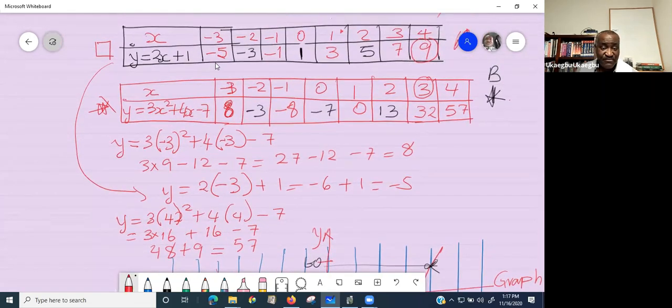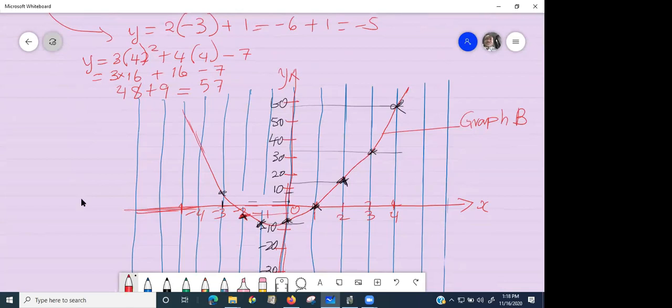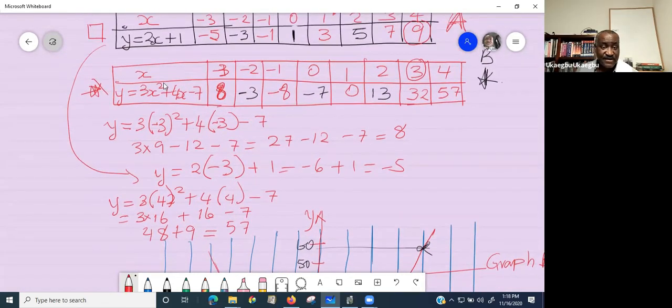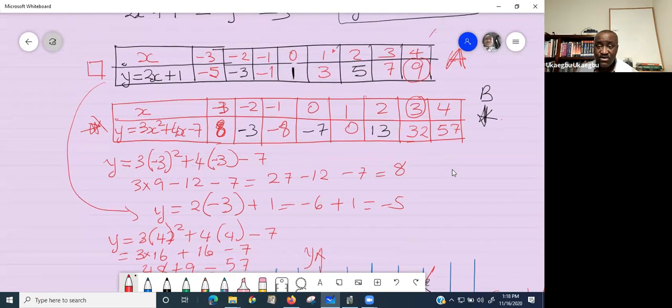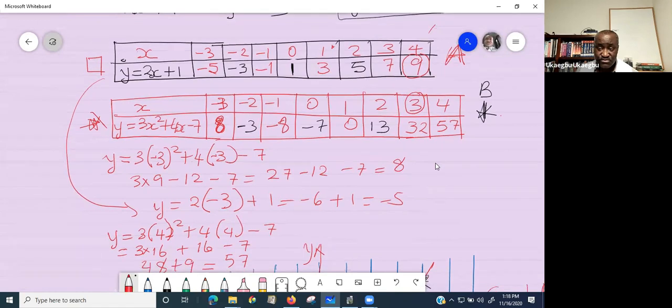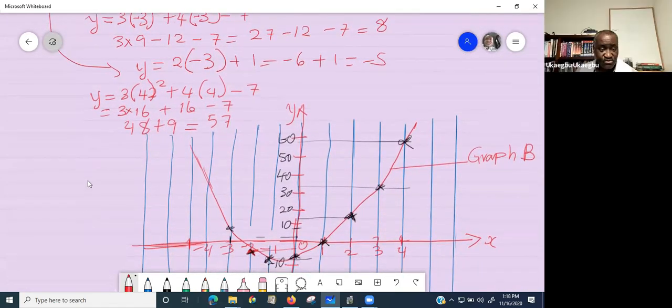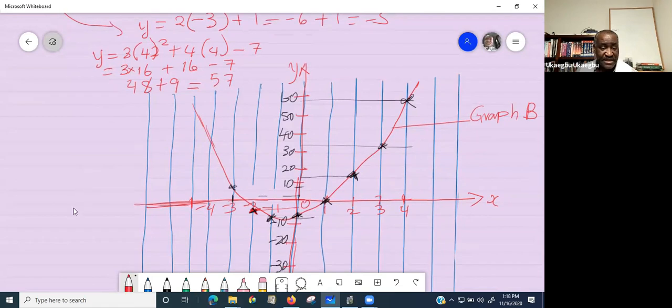Plot the first one, -3 and -5, and also plot the last one, 4 and 9. Skip the rest of them. Just plot these two. -3, negative what? Yes, the first set of data, -3 and -5, and also plot 4 and 9. Once you are done plotting those two, join the points to create a line.